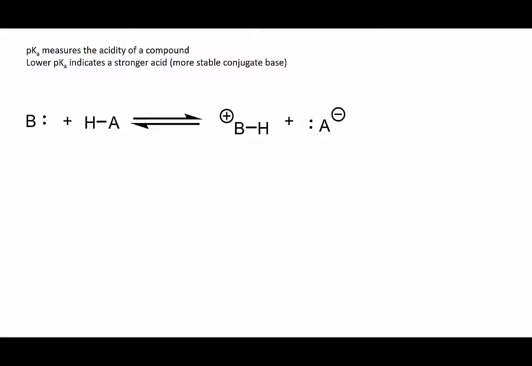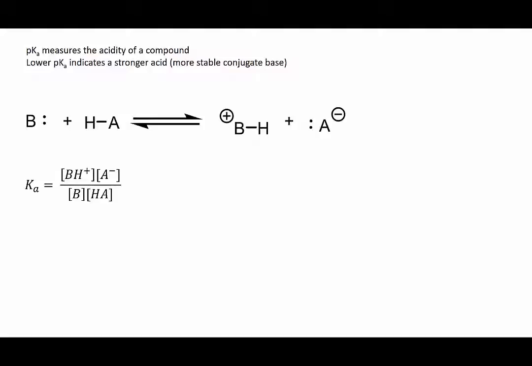In addition to knowing how to draw arrow pushing in an acid-base reaction, it's also important to understand when an acid-base reaction will occur. The tool that we use to help sort this out is pKa. pKa is a measure of the acidity of a compound, and the lower the pKa indicates a stronger acid, because you're forming a more stable conjugate base.